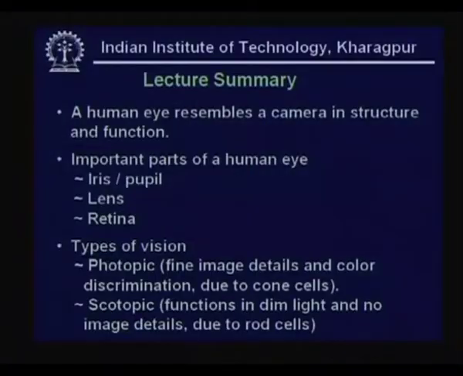The vision per se is of two kinds. One is photopic, which essentially gives fine image details with color discrimination ability due to what we call cone cells. Two is scotopic, which functions in dim light with no image details, and this is mainly due to rod cells. In fact, most of the tasks which we are doing today involve some form of reading or writing, and therefore they fall under the category of fine image details, which means we need to have good cone vision.